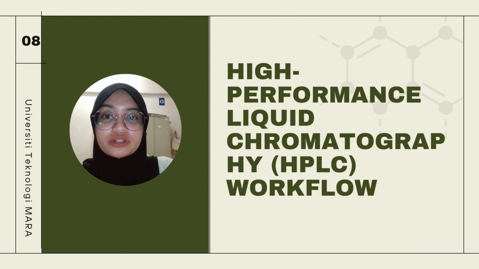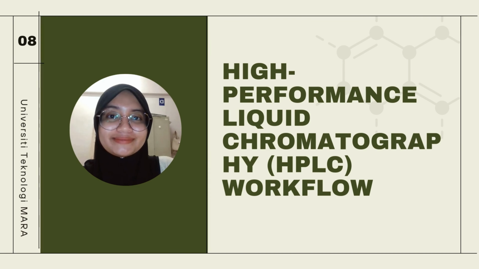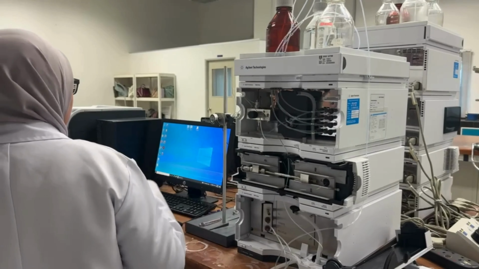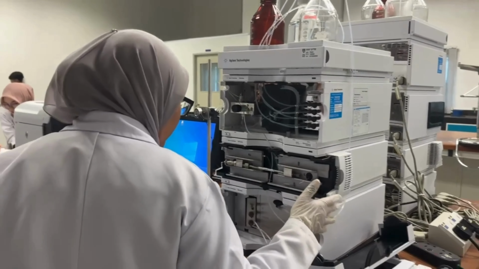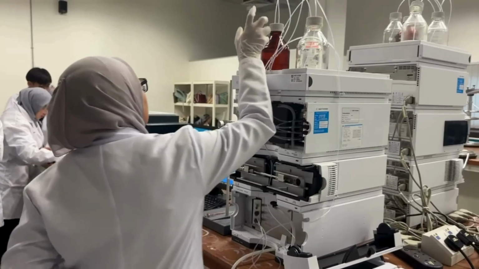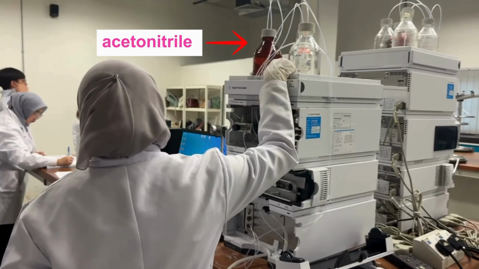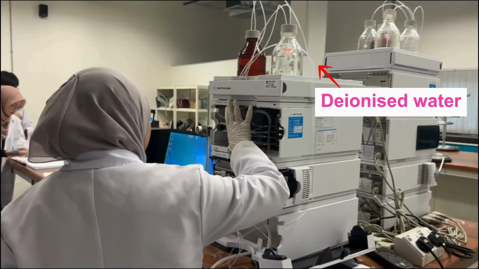Welcome to the demonstration of our high-performance liquid chromatography HPLC process. In this video, we will guide you through the steps involved in analyzing samples with precision and efficiency. As you can see in this video, we are using a refractive index detector RID as part of our HPLC setup. The mobile phase for this analysis consists of acetonitrile and deionized water.